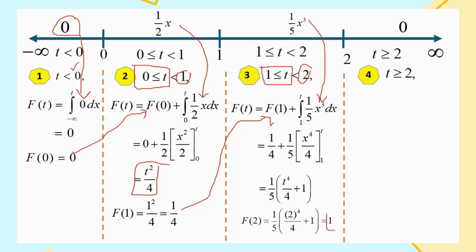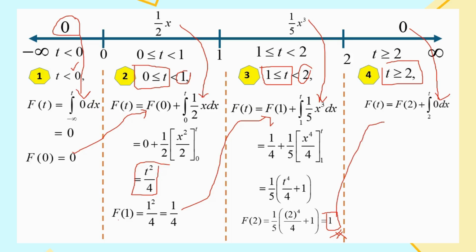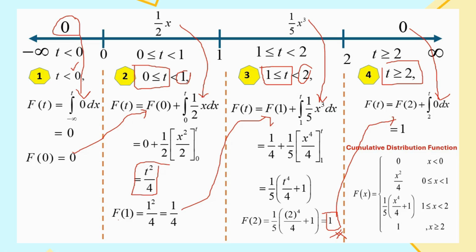Please make sure that for the second last interval, you will get 1, because our total probability is 1. So make sure that at the second last interval, the value should be 1. We'll proceed to the last interval, which is t greater than or equal to 2. So I have my F(2) plus the integral from 2 to t. Since the function from 2 to t is 0, I just copy down the value of F(2) from the third interval. So I have the cumulative of 1. This is our final part of the interval. Please remember to write down the cumulative function in piecewise function form.